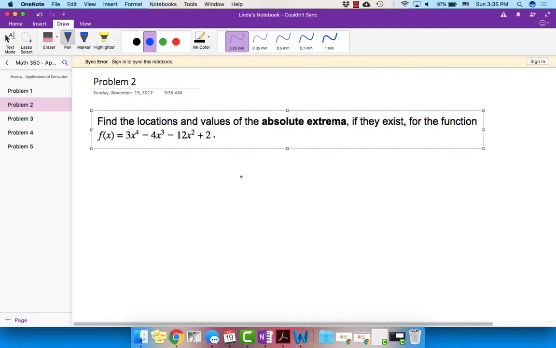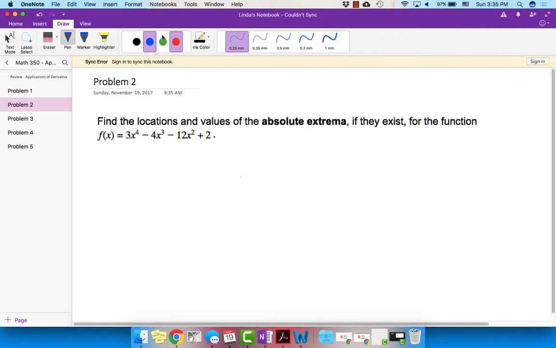Here is our second problem. And for this problem, let's read the problem. It says find the location and value of absolute extrema if they exist for the function f of s equals 3s to the fourth minus 4s to the third minus 12s plus 2.